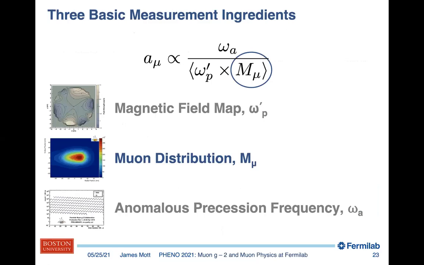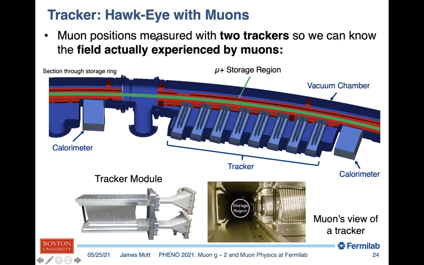Okay, so the second ingredient we actually need is the muon distribution. It's no use having this map if you don't know where the muons are. So we need to know the position of them so that we can tell you what field the muons actually experienced. So we measure that with these two trackers. So here's a slice through the vacuum chamber. Your muons will be living on this green band here. And then the tracker detectors are over here.